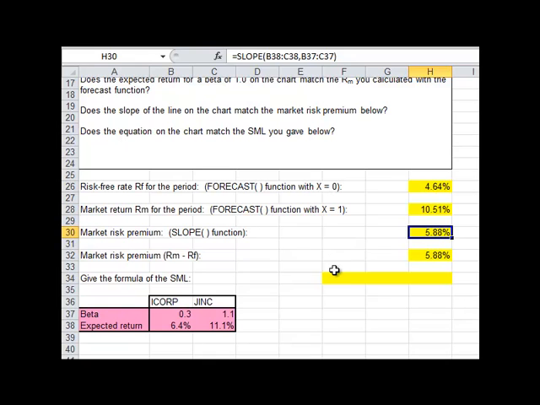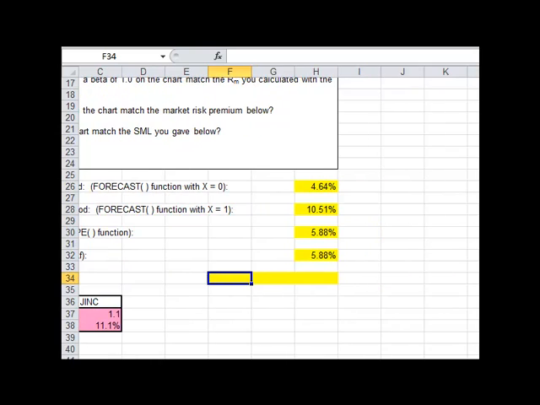The last thing we need to do is to give the formula for the security market line. So here's the formula. The expected return equals the risk-free rate of return, which is 4.64%, plus, and then in parentheses, 10.51% minus 4.64%, close parentheses, times the beta of the stock.